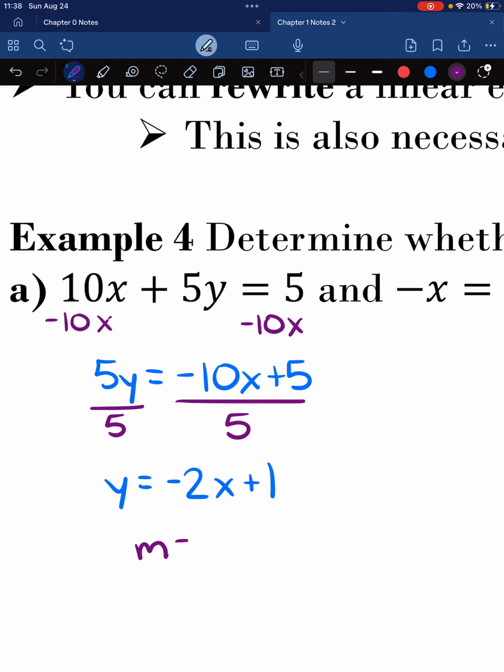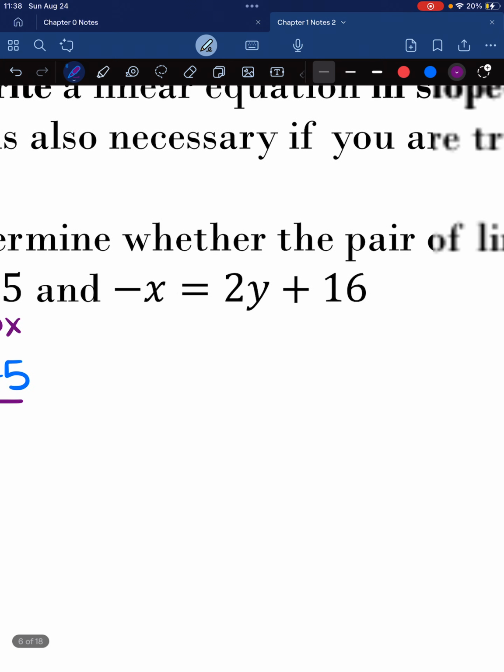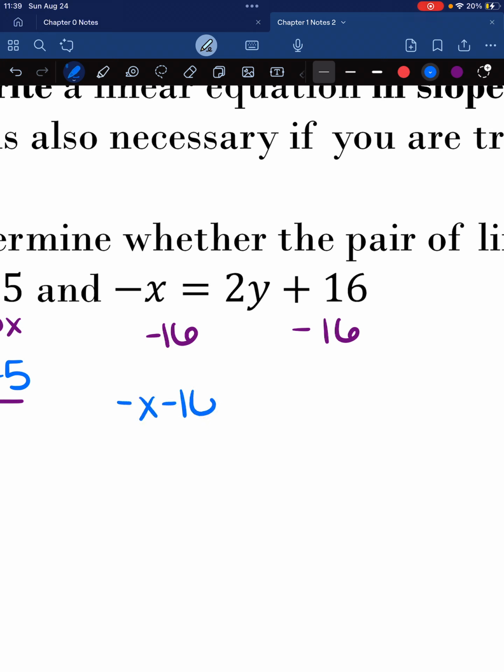Okay, so I'm going to go ahead and state my slope is -2, because I need to compare that to the slope of my other line. I'm trying to get the y all by itself. And sure, I kind of flip-flopped the sides of the equal sign that it's on, but that's okay. I can still read this as slope-intercept form.